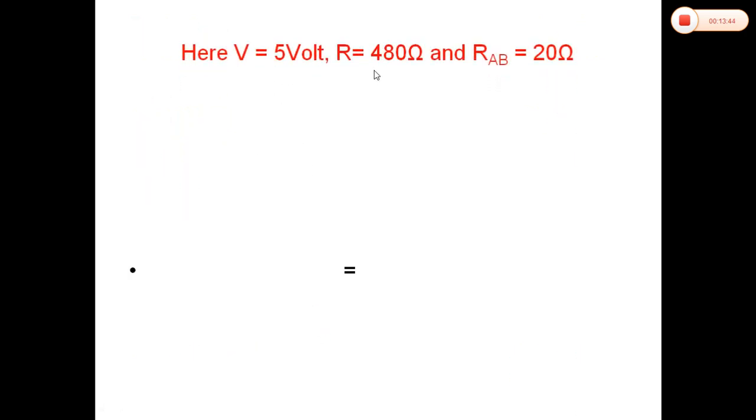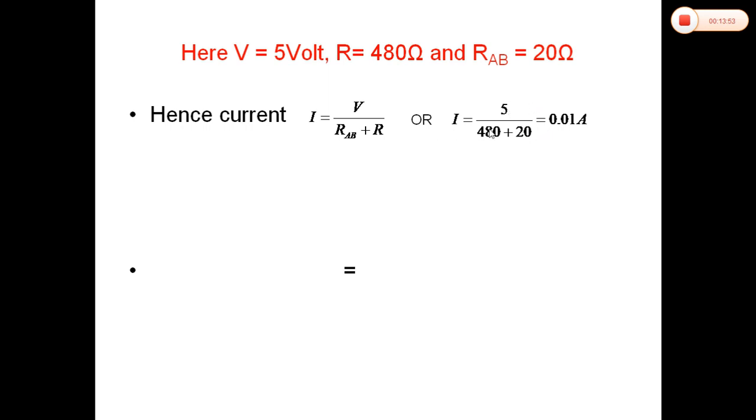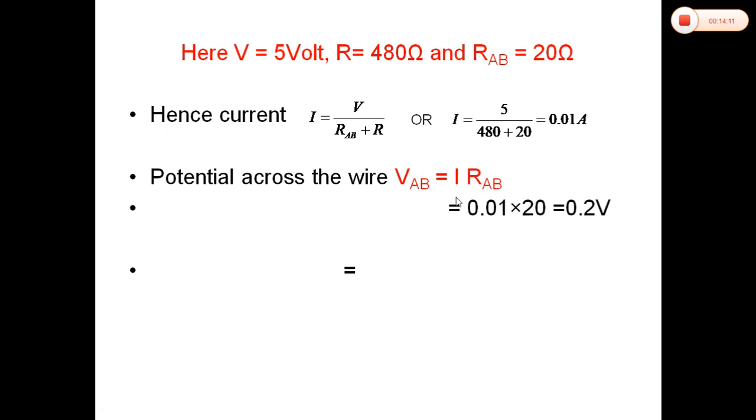Here V is equal to 5 volt, R is equal to 480, and RB which is given, that is 20 ohm. So the value of current, that is equal to 5 upon 480 plus 20, that is 0.01 ampere. This is the value of current, students. Now the potential drop across the wire AB, that is VAB, will be equal to current multiplied by resistance by Ohm's law, and that is resistance of wire AB. Here I is equal to 0.01 multiplied by 20, or 0.2 volt.